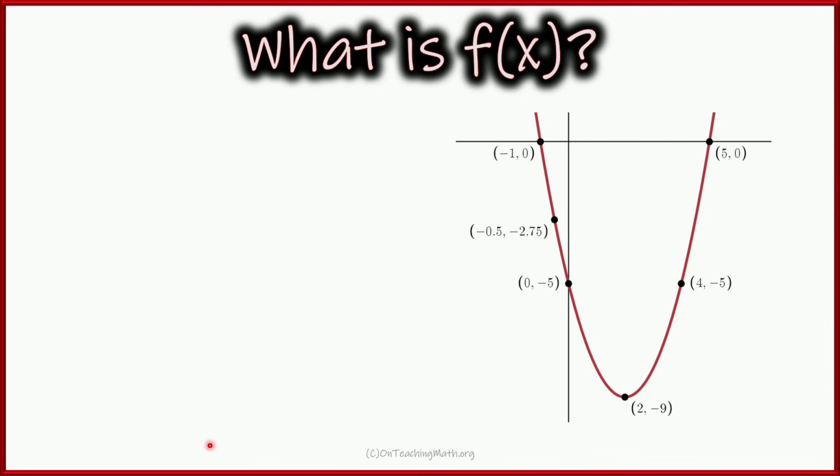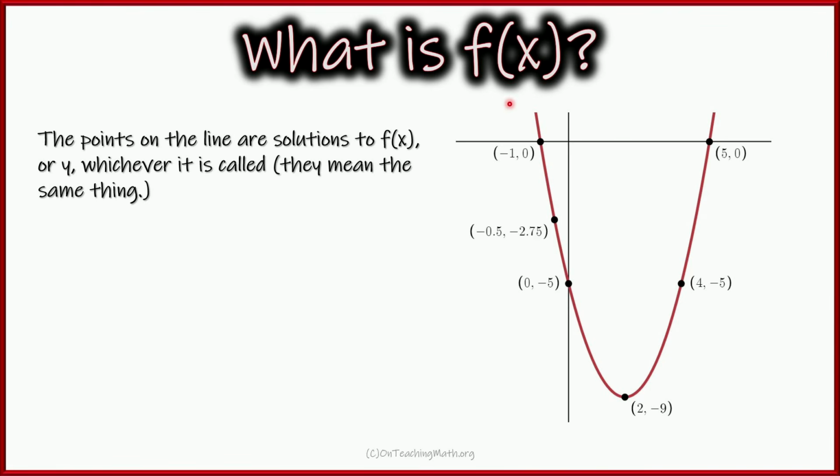All right, let's talk about a couple things about this, right? The points that are on this graph, they're all solutions to the function f of x, or the equation y equals whatever it is, right? Means the same thing. So every point on here is a solution. So like negative 0.5 and negative 2.75, those are solutions to some equation. I don't know what the equation is. It's just called f of x. But all of these points, even the ones that aren't listed, they're solutions. Anything that's not on the graph is not a solution.